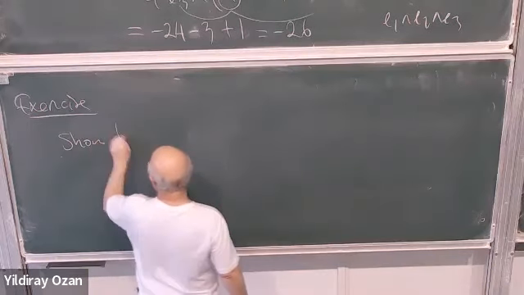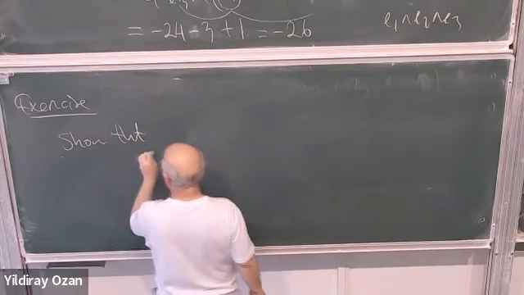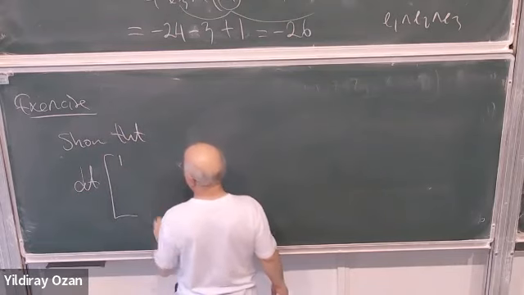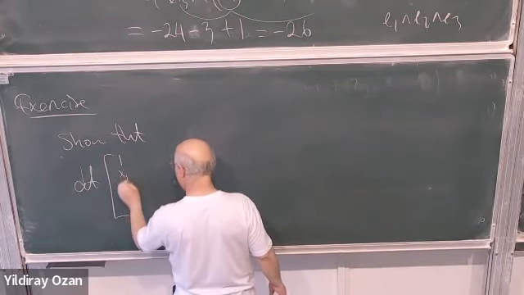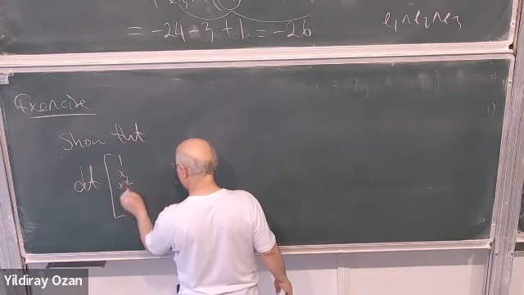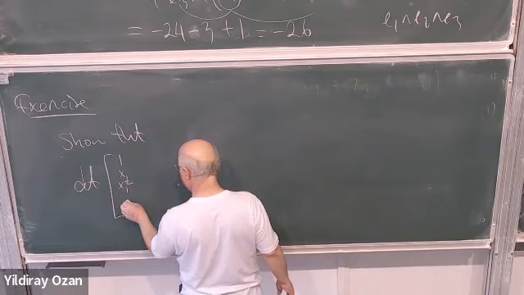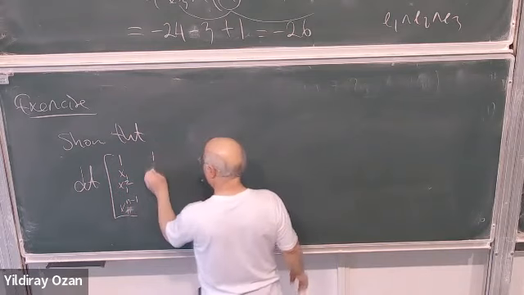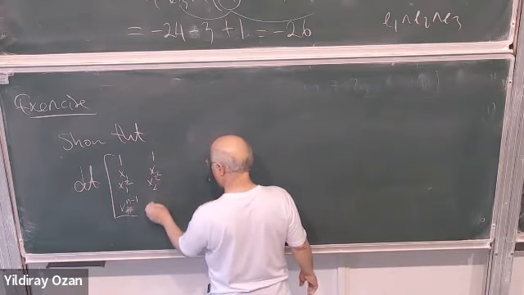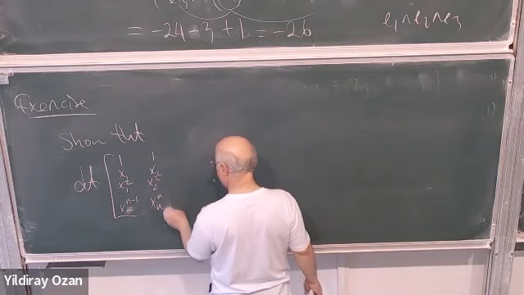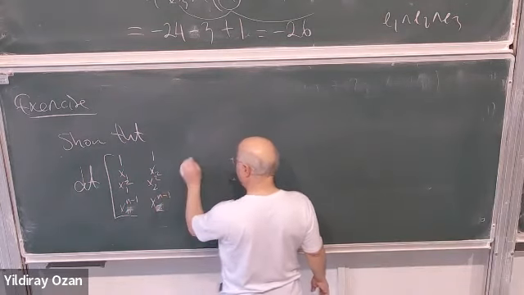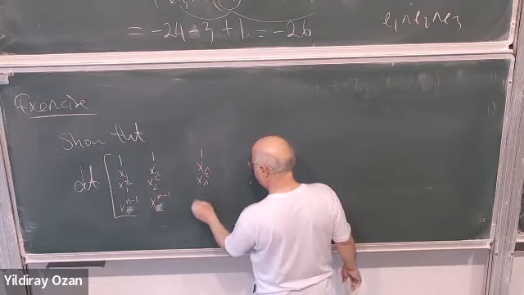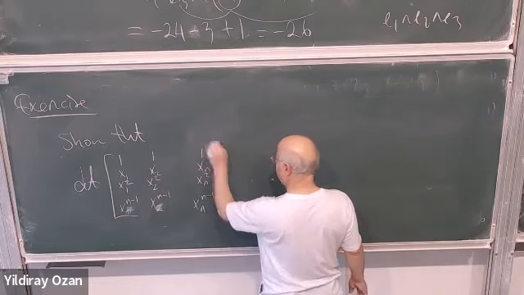Show that the determinant of this matrix, let's say 1, x1, x1 squared, up to x1 to the power n minus 1, then 1, x2, x2 squared, up to x2 to the power n minus 1, and 1, xn, xn squared, up to xn to the power n minus 1.